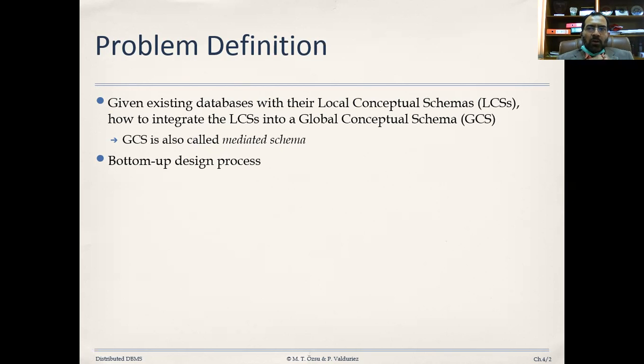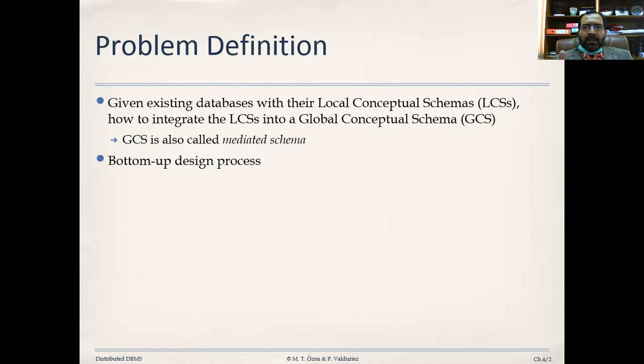If you just recall your previous knowledge, or if you go through the previous lectures, which have already been uploaded, whenever we talk about a distributed mechanism, we always go with the local conceptual schemas, which are basically based on all those fragments which you have identified by a design strategy.